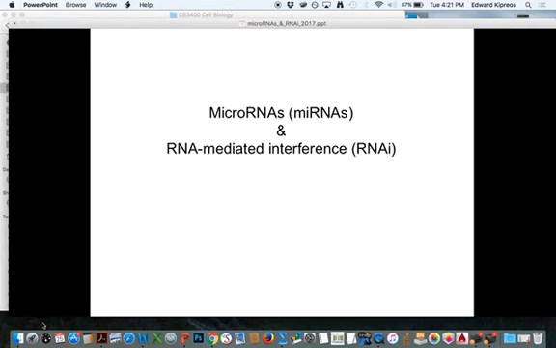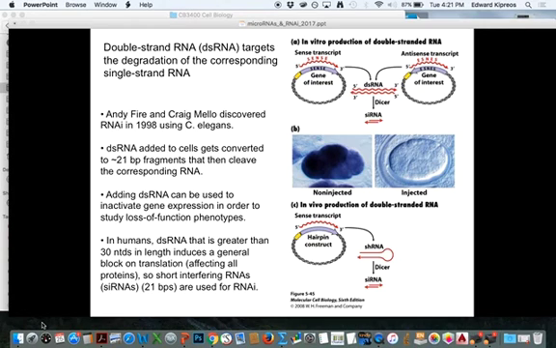All right, so we're going to talk about microRNAs and RNAi. So this was awarded the Nobel Prize a few years ago to two people I know who are in the C. elegans field because it was discovered in C. elegans. Again, another Nobel Prize for C. elegans. It's been like 3 so far.